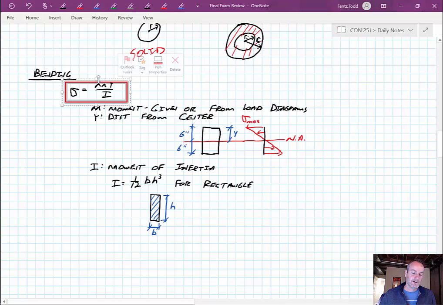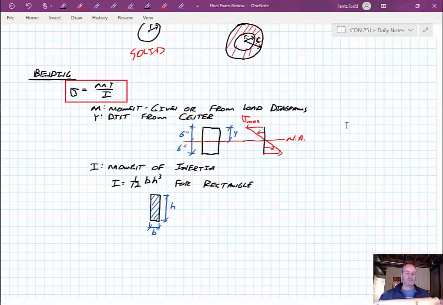Our equation was sigma equals M y over I, where M is the moment, right? So this is what we were looking up from these moment diagrams. It's basically just plugging in forces, whether it's a distributed load or a point load, but you can find out what the maximum moment is. And then y is our distance vertically, either up or down, from what we're calling the neutral axis, the center of our cross section, right? And then I is our moment of inertia.